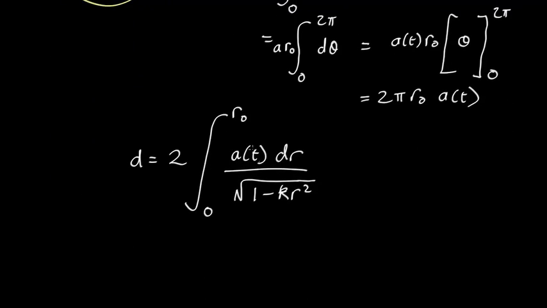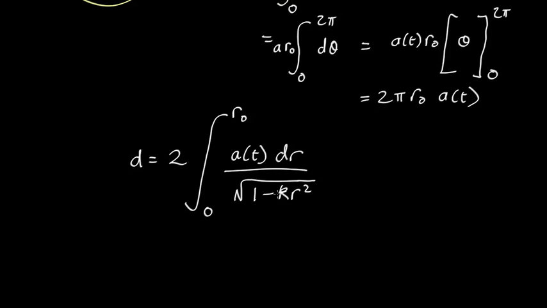Now, once again, a of t is a constant, so you can take it out. So you're looking at the integral of 1 over the square root of 1 minus kr squared. Now, it turns out this is quite a tricky integral because the functional form depends on whether k is greater than or less than 0.